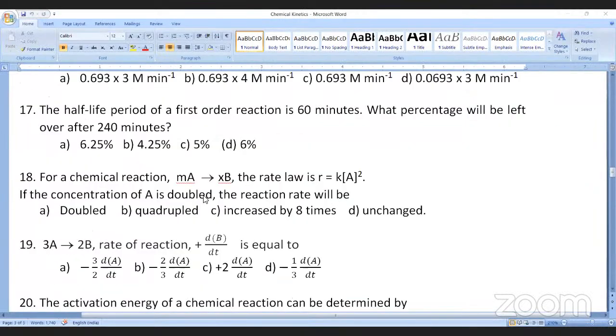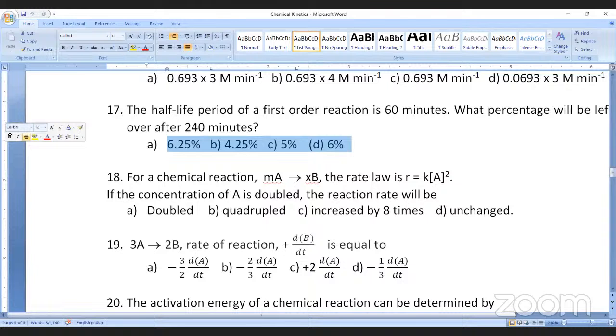Okay, so it is 6.25%. After solving, we have got 6.25%. So just a simple substitution, and we are going to get this particular answer.